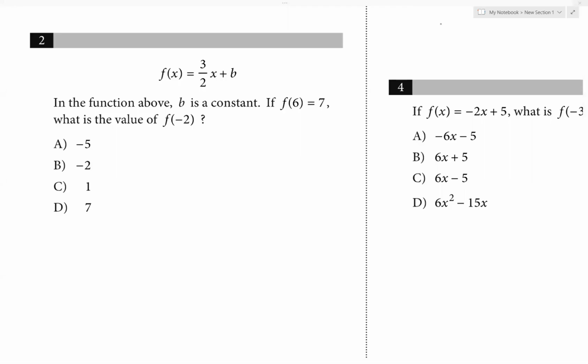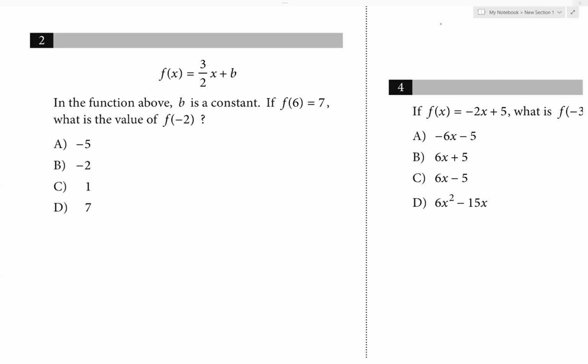All right, question 2. F of x equals 3 over 2x plus b, and in the function above, b is a constant. If f of 6 equals 7, what's the value of f of negative 2? All right, so this question is a function question.